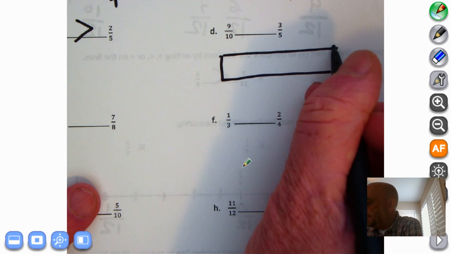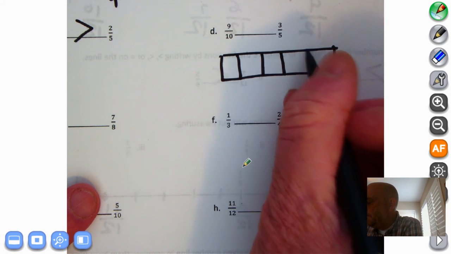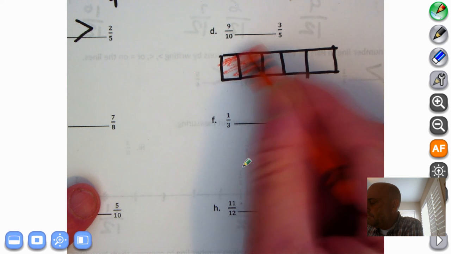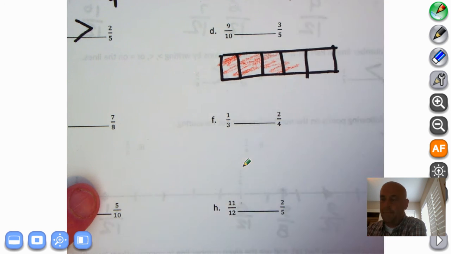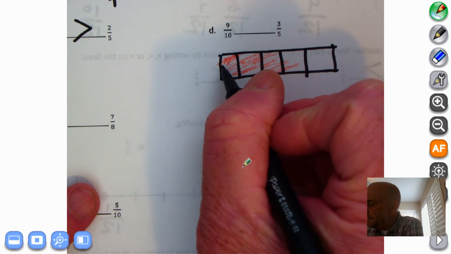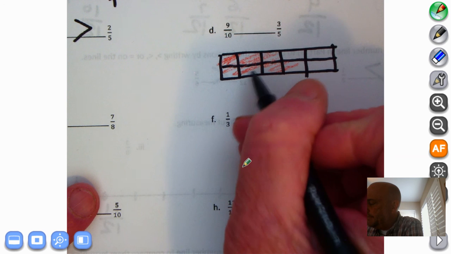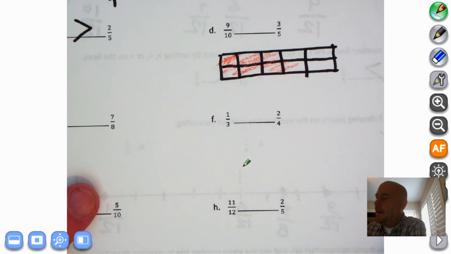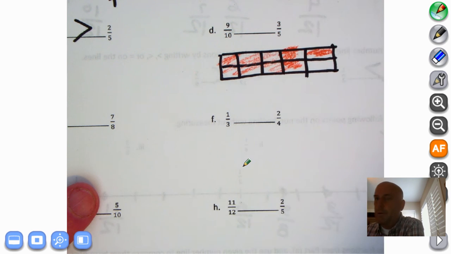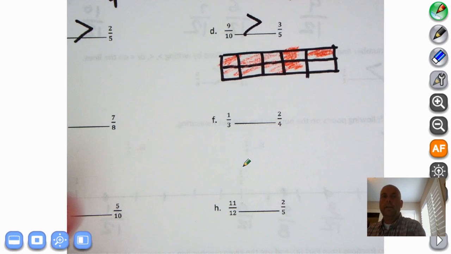Let's make 3/5, okay? 1, 2, 3, 4, and 5. 3/5 right there, right? Now let's make 9/10. Well, I need to make 10 units here, so I'll just split this in half. 1, 2, 3, 4, 5, 6, 7, 8, 9, and 10. I have 9/10. Look how much more I get to color in. 3 more. So what fraction is greater? Well, of course, the 9/10 would be greater than the 3/5.